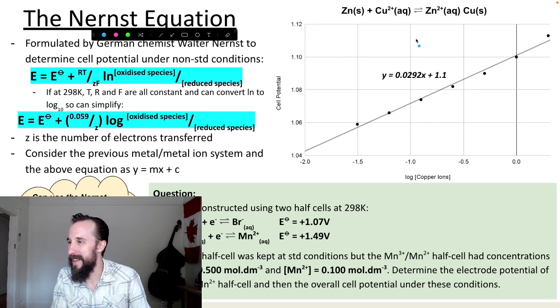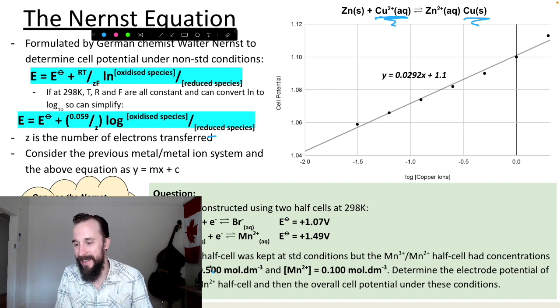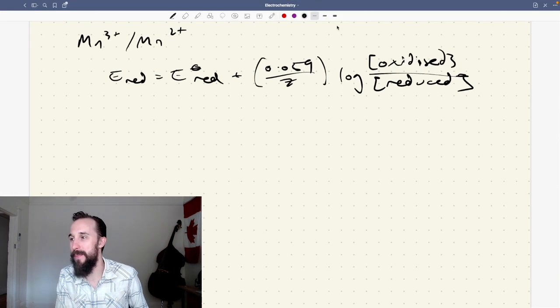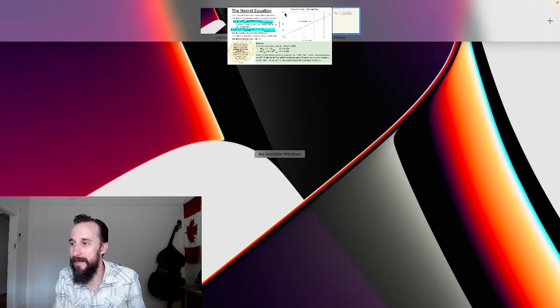I lost my train of thought. Unlike the previous example before, where we didn't include the reduced species because it was a solid, so it's got a fixed concentration, in this instance, our reduced species and our oxidized species both have concentrations, so we very much got to include them both. So now let's plug in some data that we have.